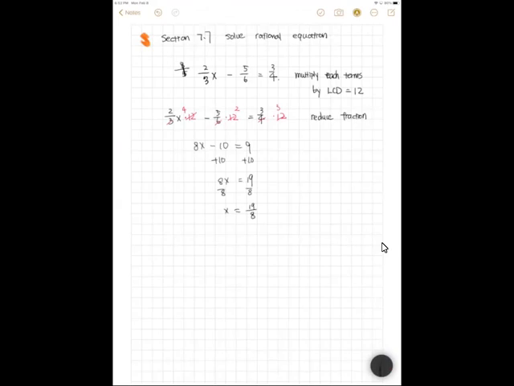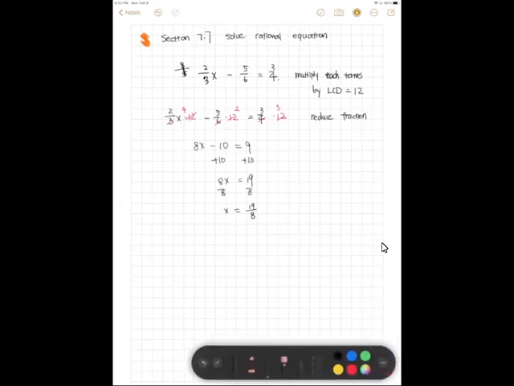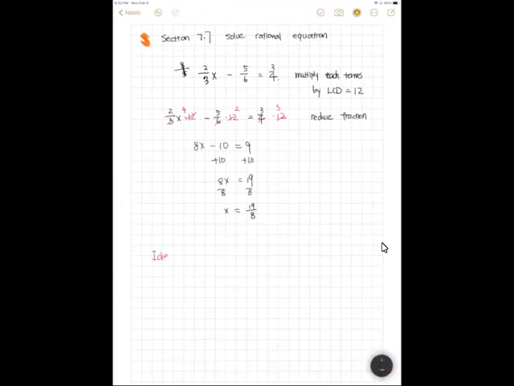Okay, so what's our method? Our method is we want to identify the least common denominator, and then we multiply each term by the least common denominator. So we will apply the same process to solve the rational equation.